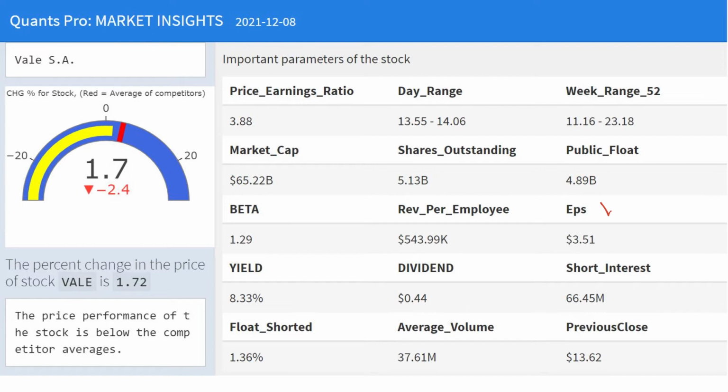The market capitalization value, which expresses the weight of the company's performance in the market, is $65.22 billion. Public float value is also approximately 4.89 B. The stock of the company closed at 13.6 with an average volume of 37.61 M. While the stock oscillated in the range of 13.55 to 14.06 during the day, the 52-week movement range was 11.16 to 23.18. After talking about some descriptors for you, let's look at the return performance of the company.